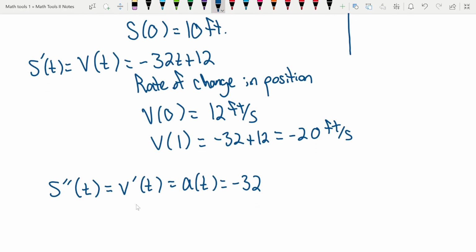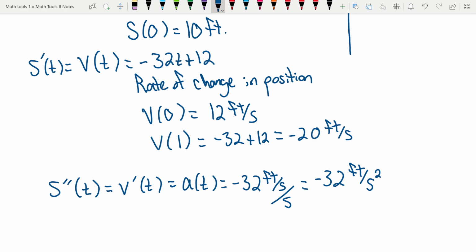Specifically, this is negative feet per second. This is the velocity, and we're looking at how fast this is changing per second. So it's feet per second per second. So we often write this as negative feet per second squared. We'd say negative 32 feet per second per second, or negative 32 feet per second squared.